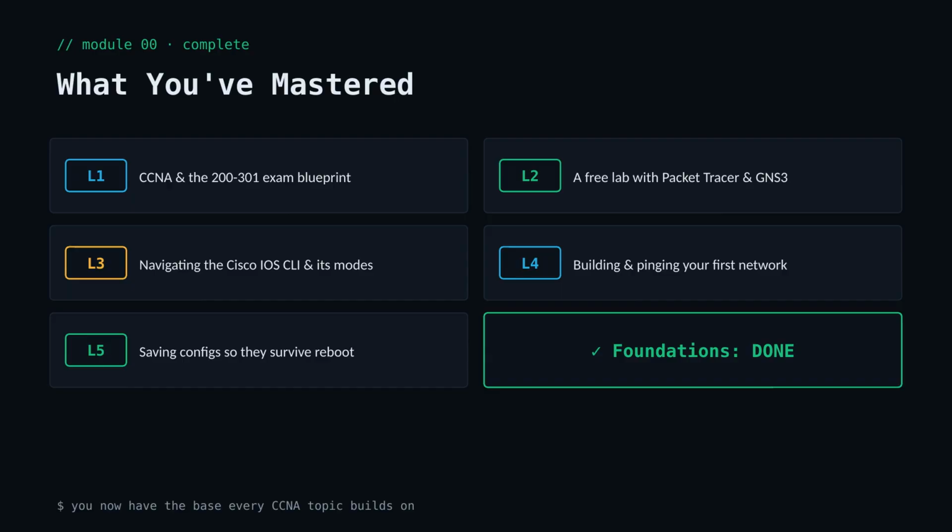So take a moment and look at how far you've come. You mapped the CCNA exam blueprint, stood up a free lab with Packet Tracer and GNS3, learned to move through the IOS CLI and its modes, built and pinged your very first network, and locked those configs into NVRAM so they survive a reboot. That's your foundation. And every routing, switching, and security topic from here on out builds directly on these 5 lessons.